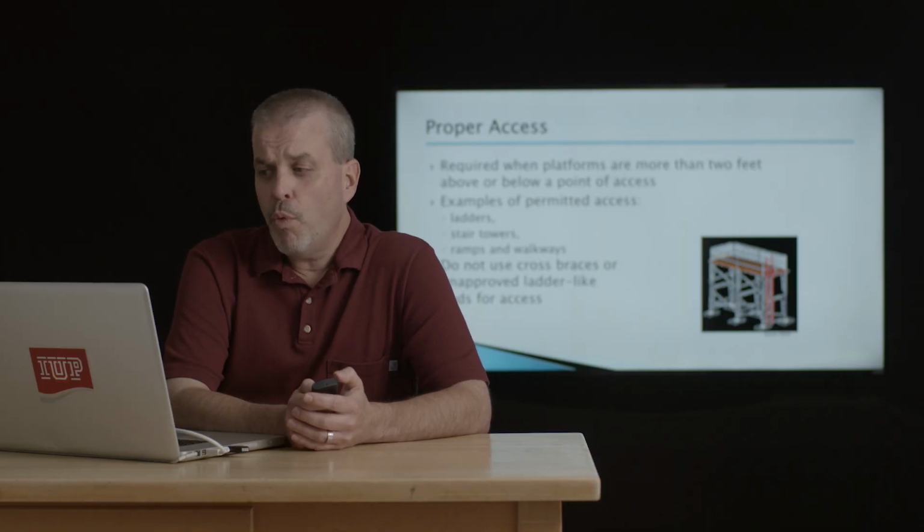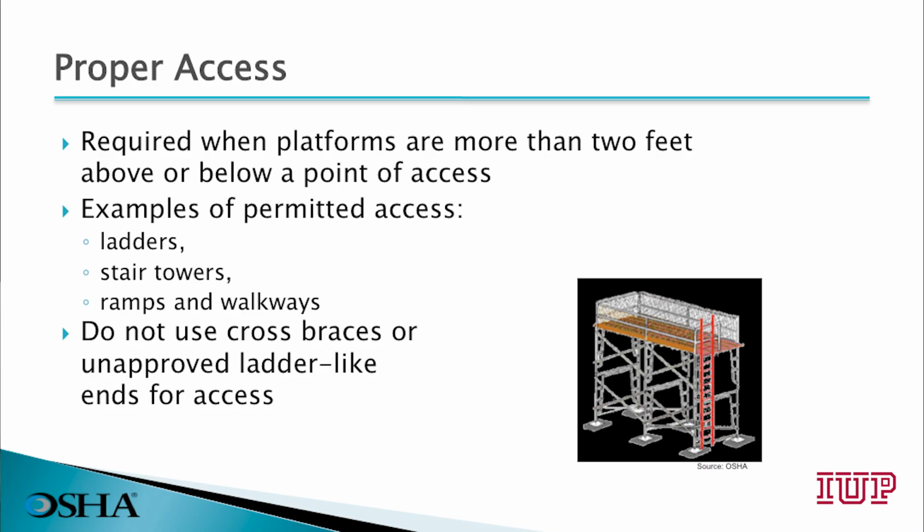Proper access is required when platforms are more than 2 feet above or below a point of access. And examples of access include ladders, stair towers, ramps, and walkways. Workers cannot use cross braces or an unapproved ladder-like ends for access to the scaffold.